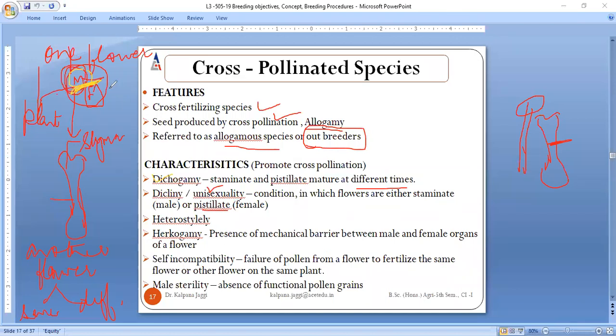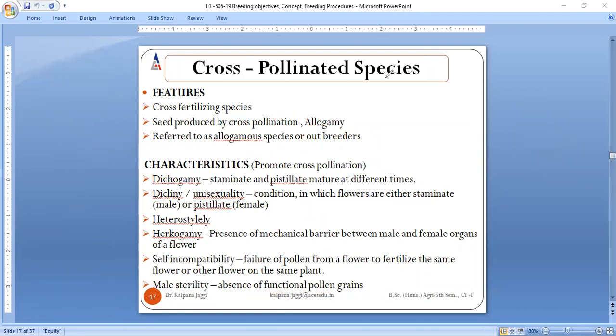Hypogamy means there is a certain mechanical barrier present between the two parts. And then self-incompatibility means pollen grains are no more capable of fertilizing the same flower or the other flower on the same plant. And there may be the absence of functional pollen grain. So these all are the reasons that promote cross-pollination to take place.